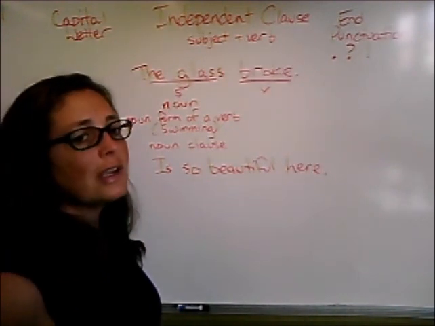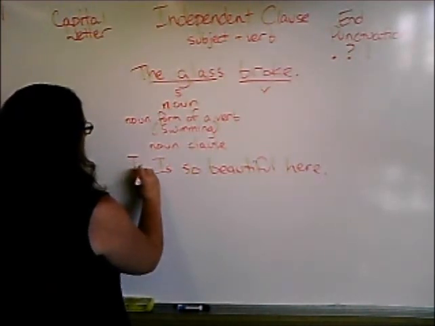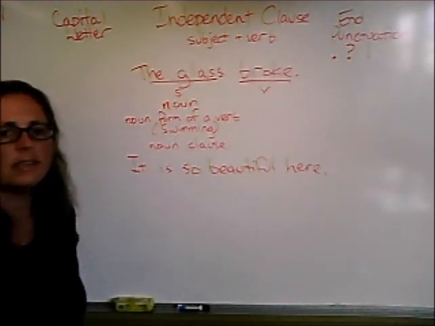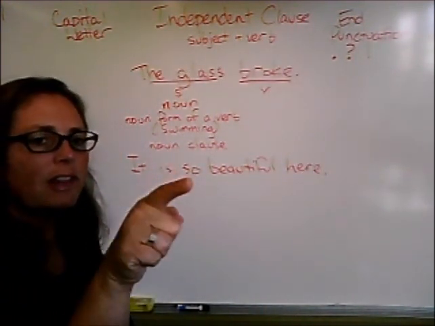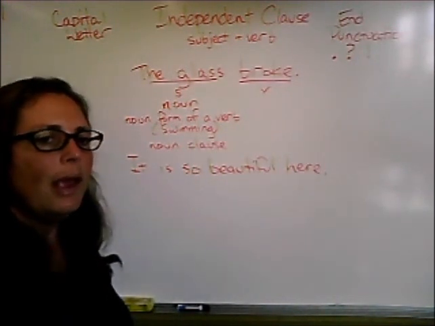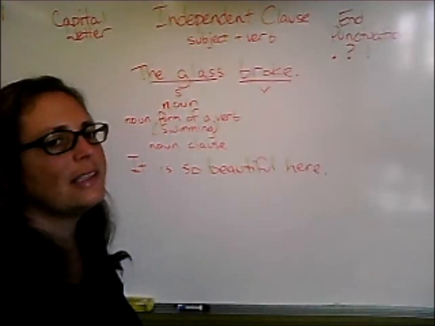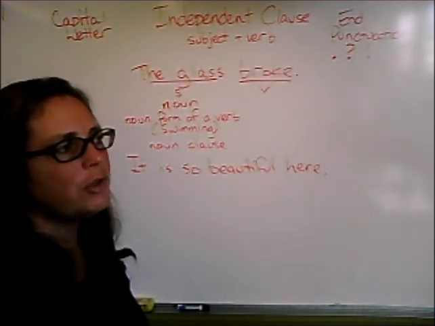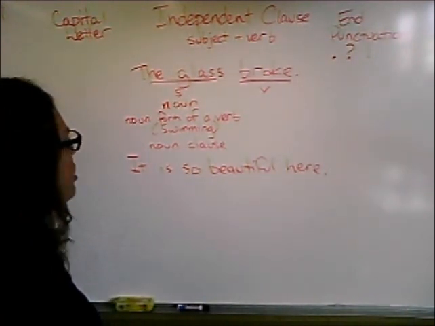You can use the subject it in English. This is sometimes called a dummy subject because it's not referring specifically to an item, but it is taking the position of the subject in the sentence. There is another common subject placement word. Okay, it is so beautiful here.